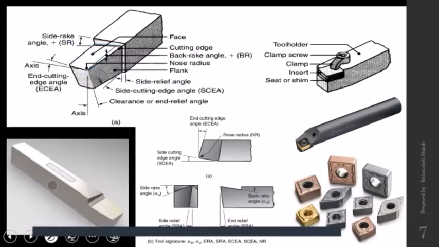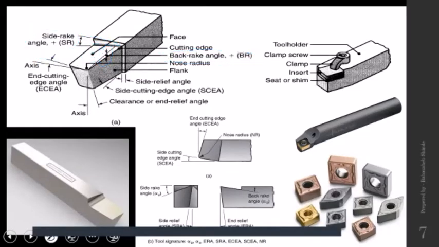Now, the angle provided over here is called the side rake angle, whereas the inclination or angle provided over here is called the back rake angle. So we are talking about a rake surface, and it has two inclinations. The first one is called the side rake angle and the other one is called the back rake angle.